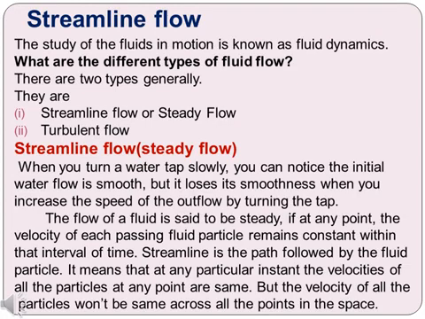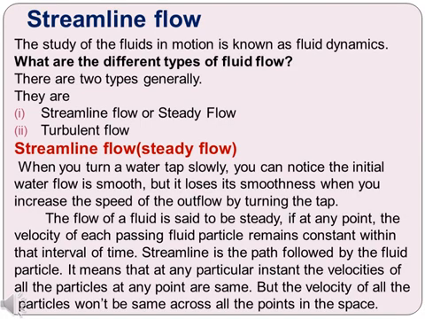When you turn a water tap slowly, you can notice the initial water flow is smooth, but it loses its smoothness when you increase the speed of the outflow by turning the tap again. The flow of a fluid is said to be steady if at any point the velocity of each passing fluid particle remains constant within that interval of time.